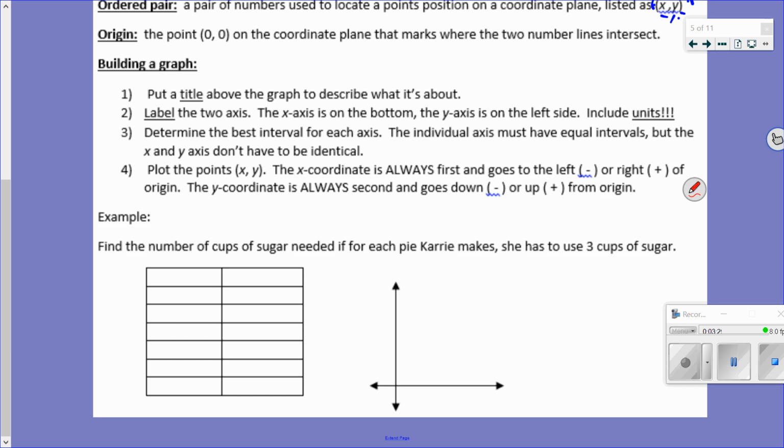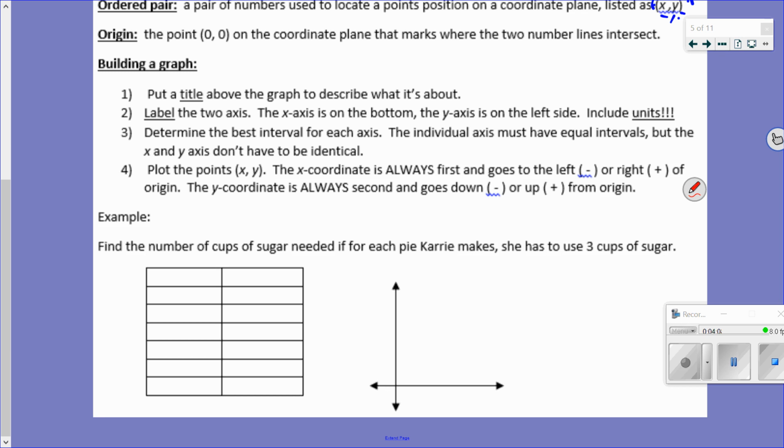When you are building a graph, here are the parts that always get the students. Most of them can do okay on the ordered pair piece because it's not that hard, but you forget the specifics. So let me put them here for you in no uncertain terms. First thing I need to do, put a title above the graph to describe what it's about. The whole idea of a graph, guys, is it gives me a very quick, very visual picture of an entire situation. So when I look at my graph, I should be able to tell the entire story just on what I'm seeing. I shouldn't need any additional information. The title's a huge piece of it because it's telling me what the whole graph is about.